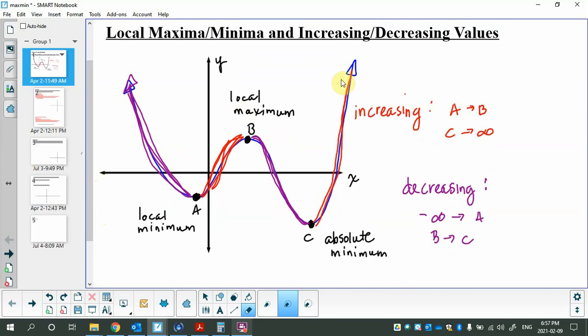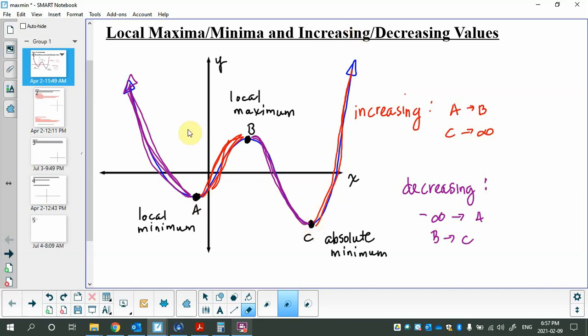So here's your curve, X and Y axis labeled. This is considered a local minimum. And the reason it is a local minimum is because there are points that are lower than that. So it's just the bottom of a valley, but not the bottom of the lowest valley. This is the bottom of the lowest valley. So this is called the absolute minimum. So you don't get any more minimum than this, so it's called absolute. I have labeled this one A and I've labeled this one C, just for reference.